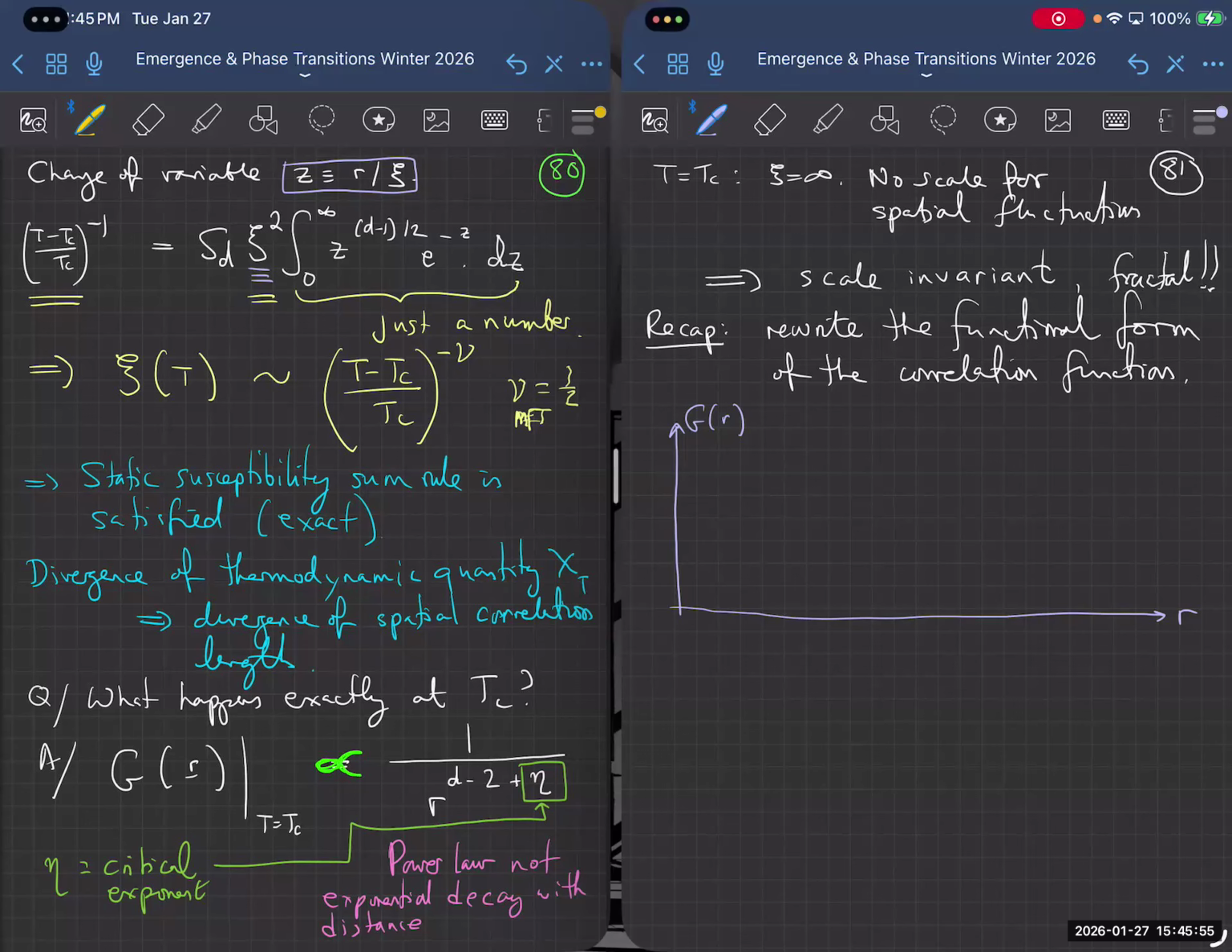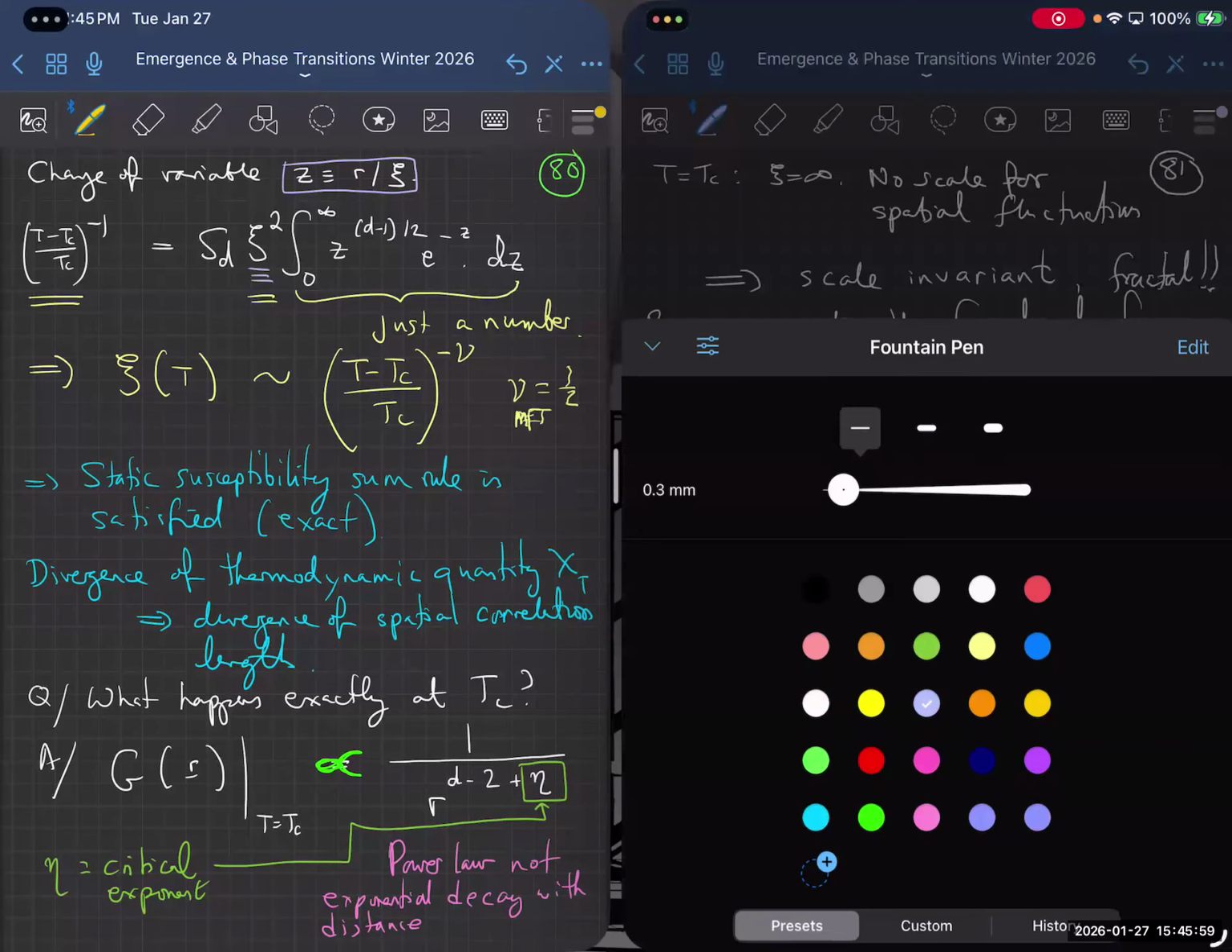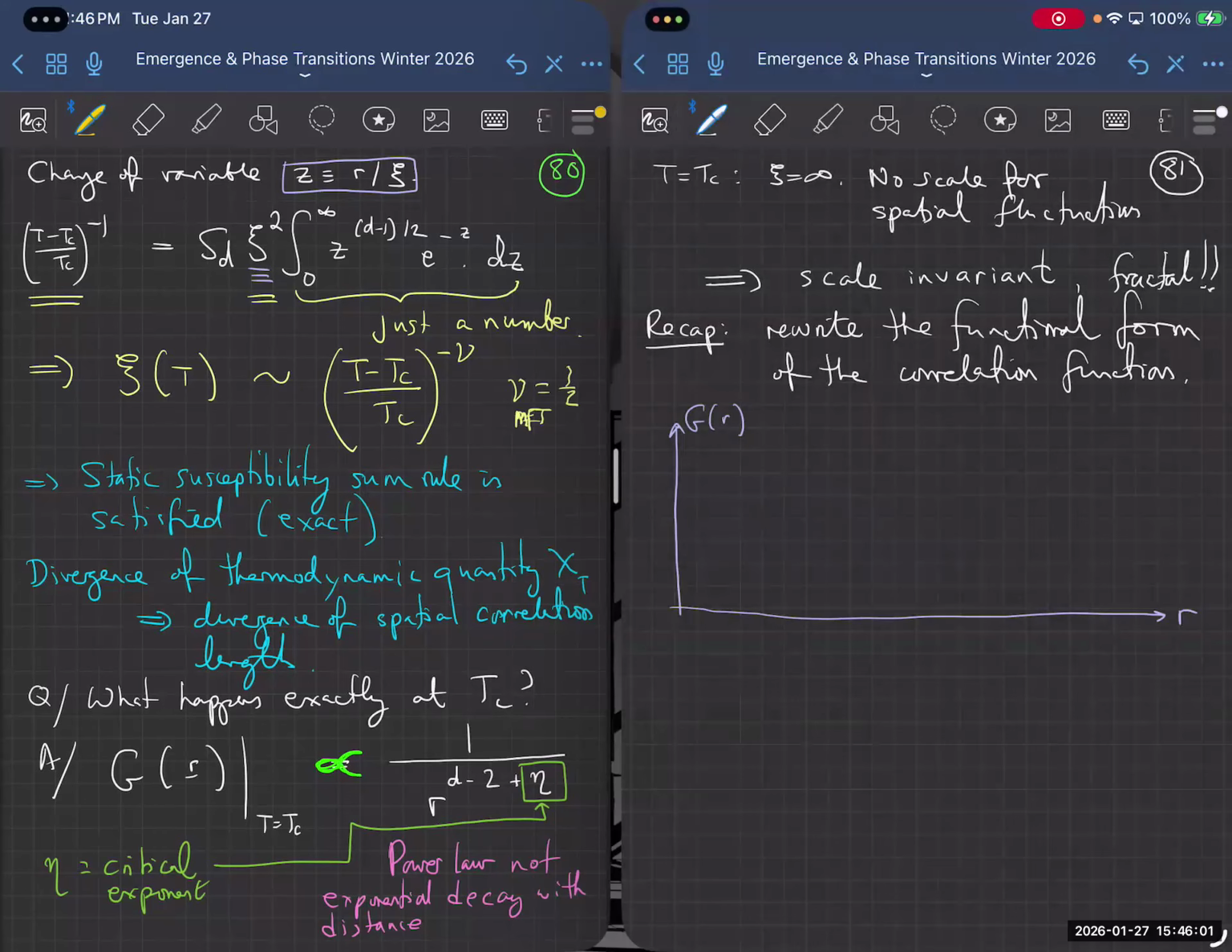So here is R. I'm doing the unconscionable thing of drawing R as the horizontal axis, as if R has no dimensions. But R really does have dimensions, and it's not correct to write it as R. So really, it should be R over the lattice spacing. So in units of the lattice spacing, A, here is my correlation length over here.